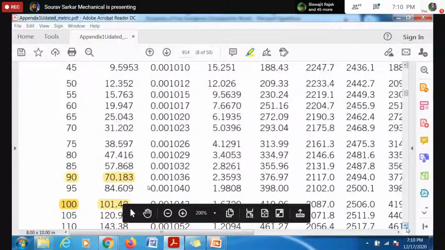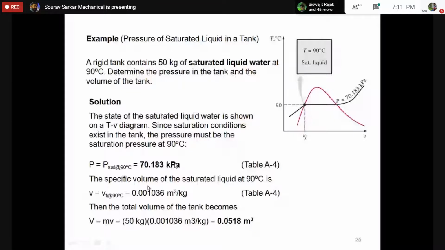Exactly. So it is written that the pressure is this. The question is, what is the volume of the tank? So calculate the volume of the tank. You know, so apply with the specific volume. I will find what is the final volume.